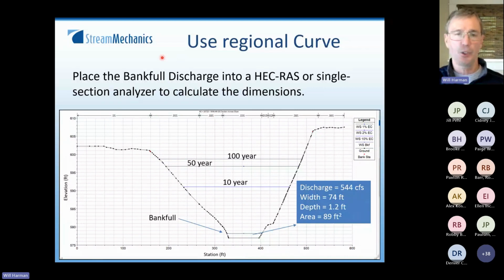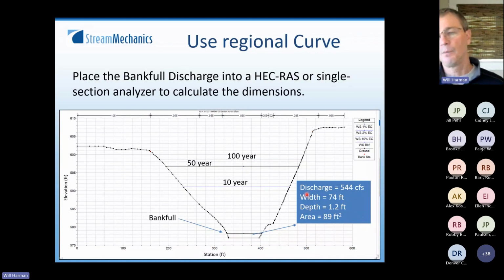If not, you're going to have to do a little bit of hydrology work to figure out, is it the 1.5 year discharge, and then put that into HEC-RAS or another single section analyzer to calculate the dimensions. So here's that cross section, and you're basically just putting that water into this cross section. You can see it was designed to carry the 100-year flow event. So Bankfull is way down here, has a discharge in this example of 44 CFS. That's like the independent parameter that's put into this model, and then the model will calculate the width, the mean depth, and the area.